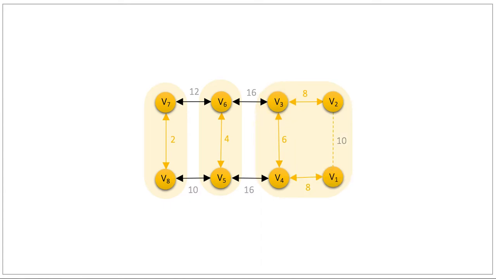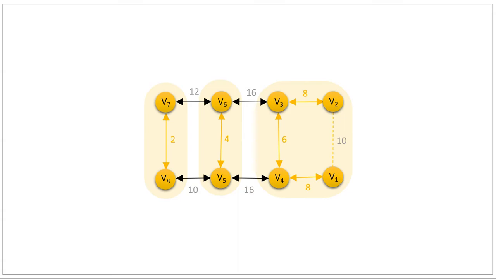So the next highest would have been 10, but because 10 is connecting 2 vertices that are in the same cluster, this edge is discarded. So 10 becomes a dotted line. So it's not going to be used in our minimum spanning tree.